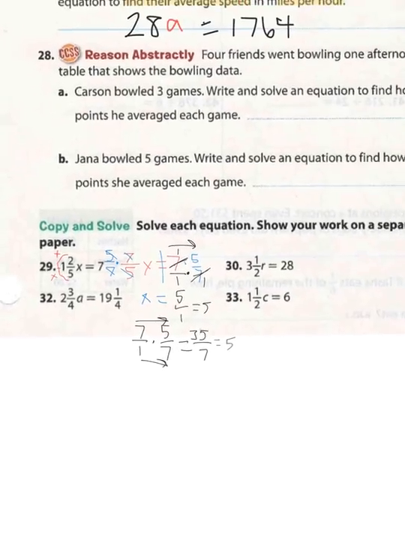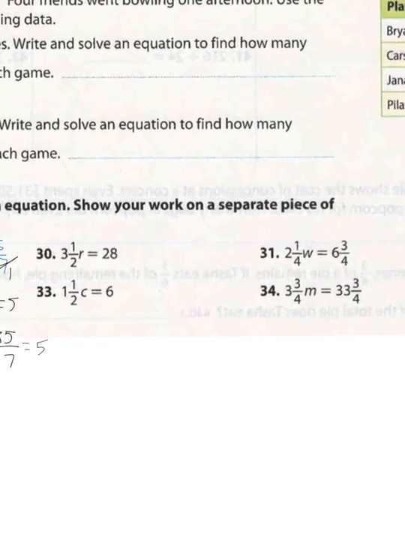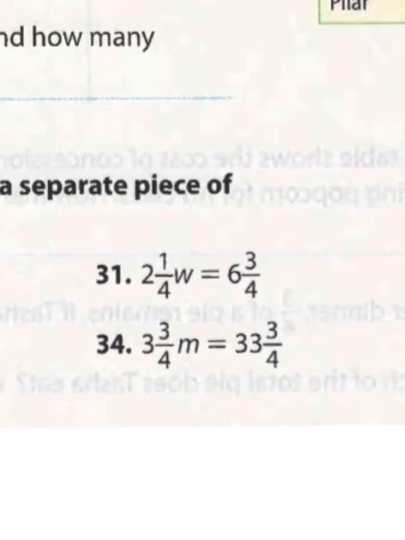Let me see. 33, 31. Should I start 31 with you guys? I'll do it, guys. I'm going to do 31.